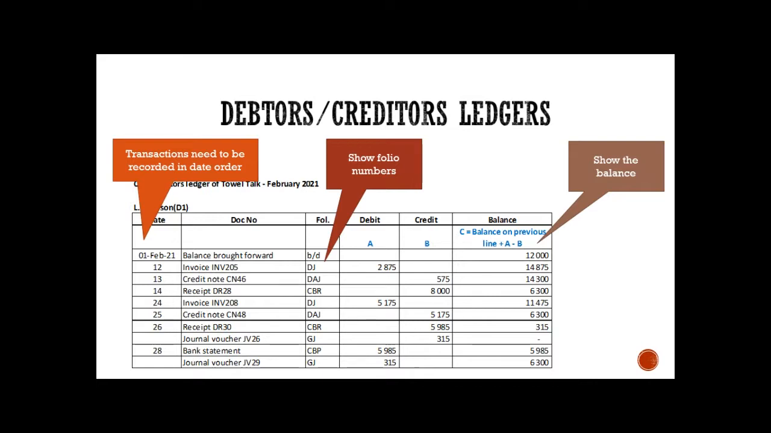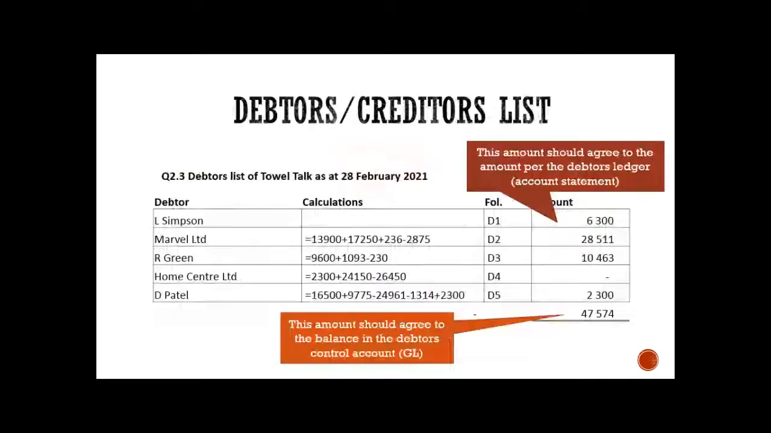Okay, and then you need to do that balance column as well, because they normally give you a mark for getting the closing balance. Now that closing balance, you can see there at the bottom is 6,300. It should agree to what is on your individual debtors or creditors list for each and every individual debtor. So you can see here at the top, L. Simpson had to have the same balance. And you get a method mark for transferring whatever you calculated to that list, even though it might be incorrect.